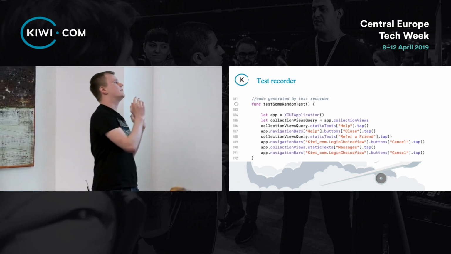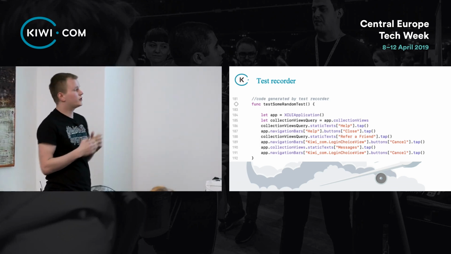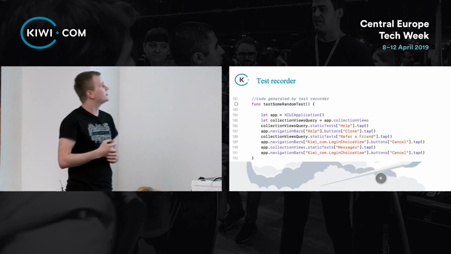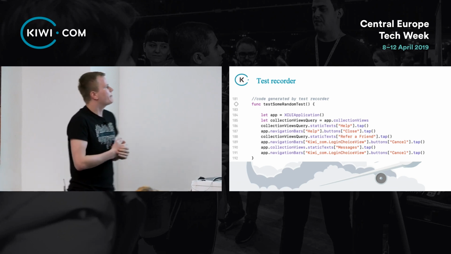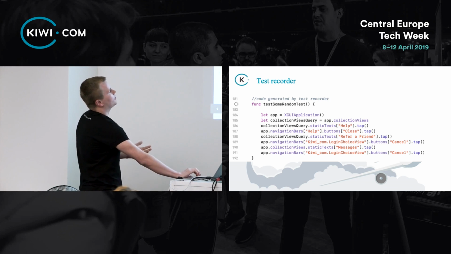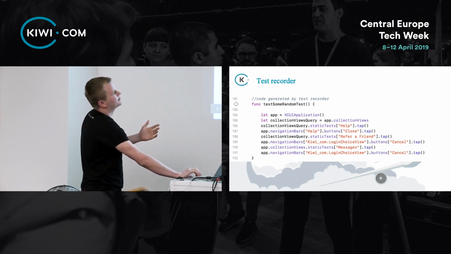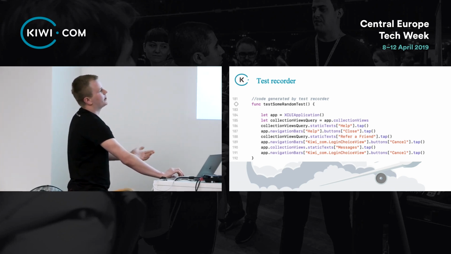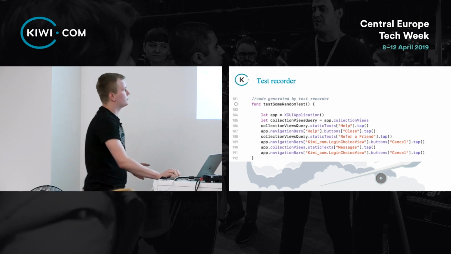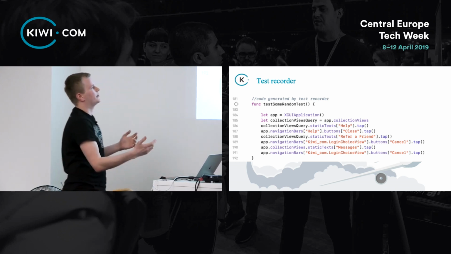So this is a test which was generated by the test recorder. It's an iOS test, as you can see, for an iOS application. And you can see what I was doing. I tapped some help static text, then I tapped some close button, then I tapped some refer a friend text, then I tapped some cancel button, etc. This was generated by the stock test recorder which you have in Xcode.